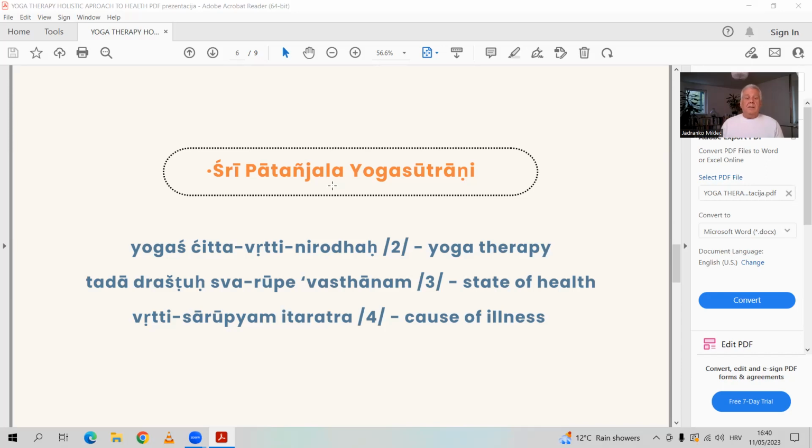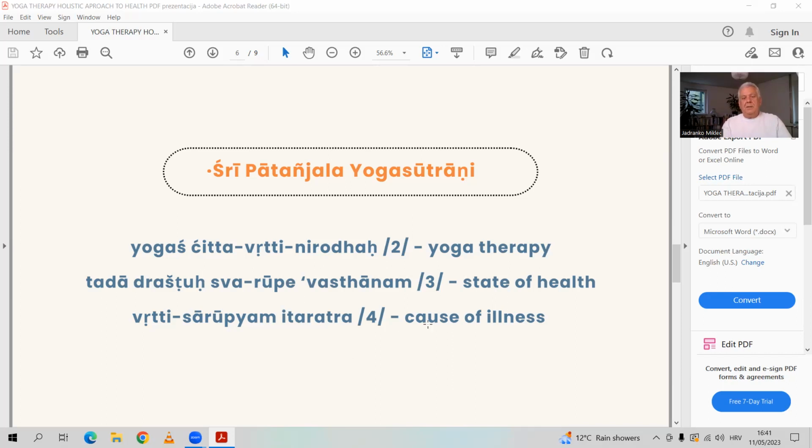And the cause of illness is when we are not in that state, when we are not in the wholeness, when we become partial, when we become identified with certain activities. We are not anymore in the state of the wholeness. This is the cause of the illness. Vritti sarupyam itaratra, sarupyam means assuming the shape of different activities of which we become aware. This is the object-referral condition of our consciousness. In relation to certain objects it becomes diversified, losing the state of the wholeness. And self-referral, this is the tada drashtuh svarupe. Svarupe is the self-referral state of consciousness, pure consciousness, then it is the wholeness.